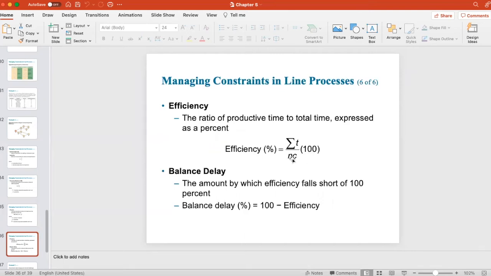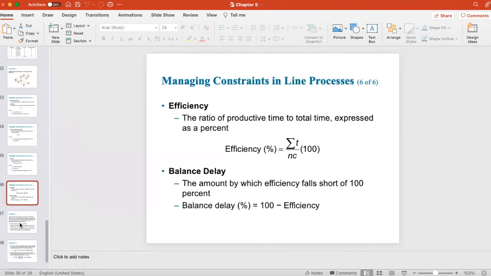The denominator is still NC. Basically, it represents the maximum amount of time that we have by having all these different workstations within the whole production or service process. So if you use summation T divided by NC and times 100, that will give you the corresponding efficiency percentage. Normally, the efficiency percentage will be below 100%.